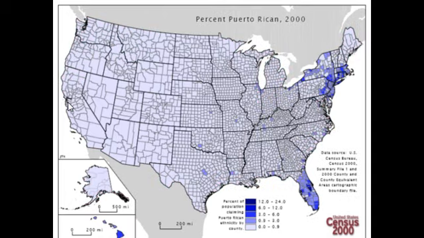Here's another group. Technically, Puerto Ricans are not immigrants. If you're born in Puerto Rico, you're already an American citizen, and you're free to travel anywhere in the U.S. with no additional paperwork.